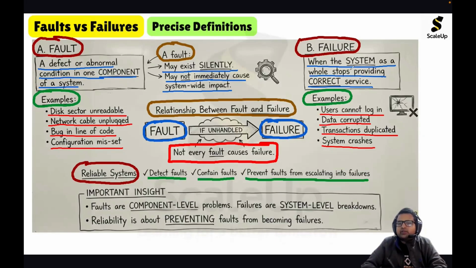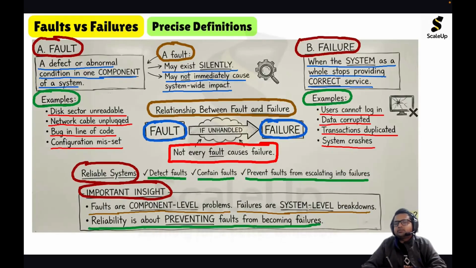Now we can discuss one very important insight. Faults are component-level problems and failures are system-level breakdowns. This we already saw. And reliability is about preventing faults from becoming failures. So that is reliability.